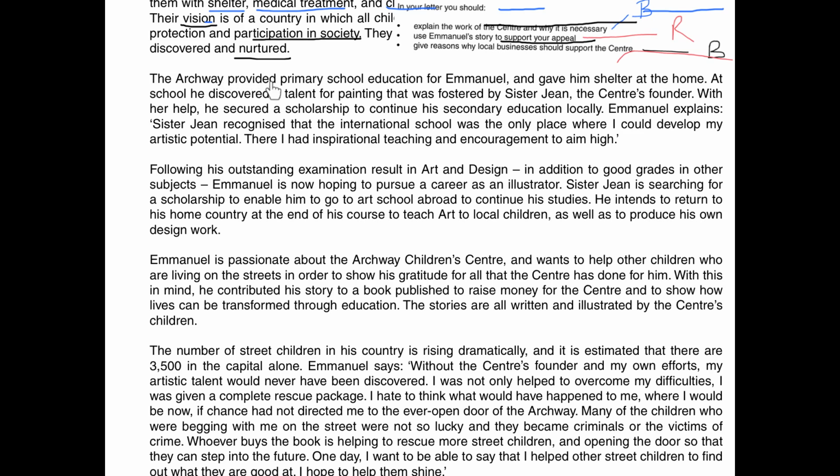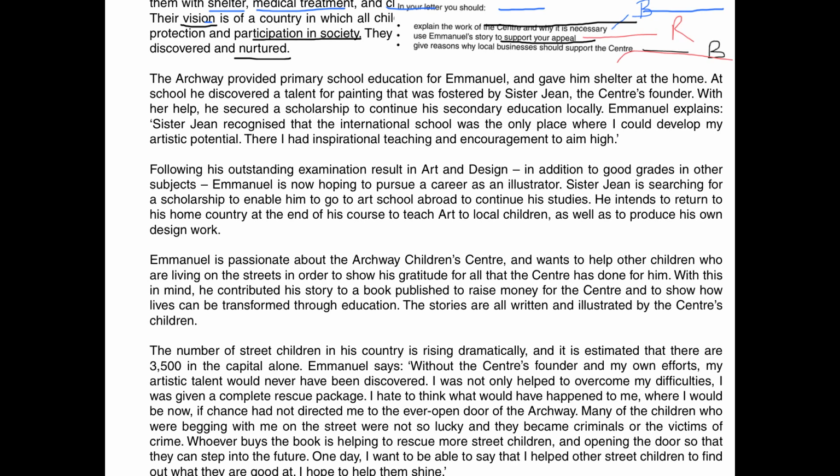The Archway provided primary school education for Emmanuel and gave him shelter at home. At school, he discovered a talent for painting that was fostered by Sister Jean, the centre founder. With her help, he secured a scholarship to continue his secondary education locally. Emmanuel explains, Sister Jean recognised that the international school was the only place where I could develop my artistic potential. There I had inspirational teaching and encouragement to aim high.